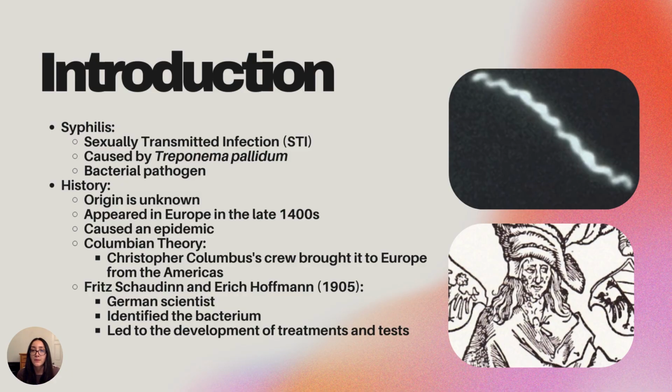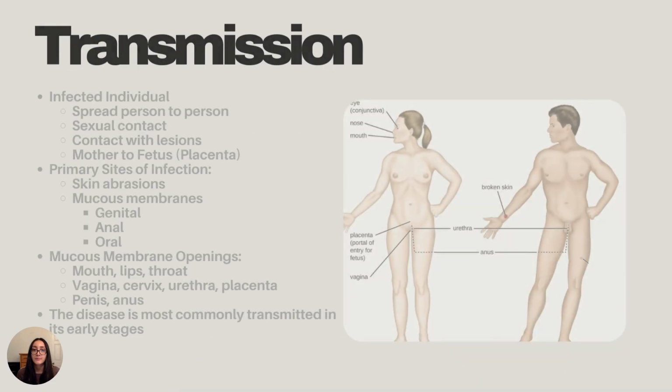The image above shows the pathogen viewed with dark field microscopy, where it appears bright against a dark background. And the image below is a woodcut from the late 1400s of someone whose skin presents multiple lesions due to the disease.